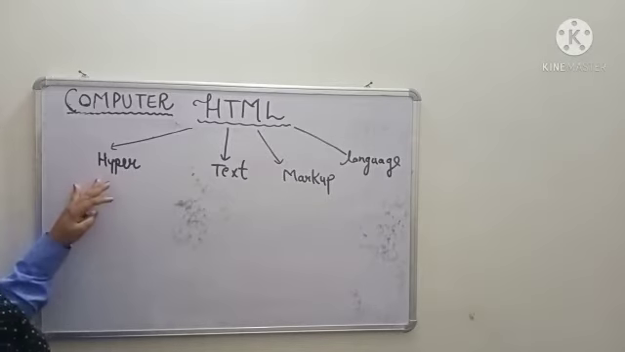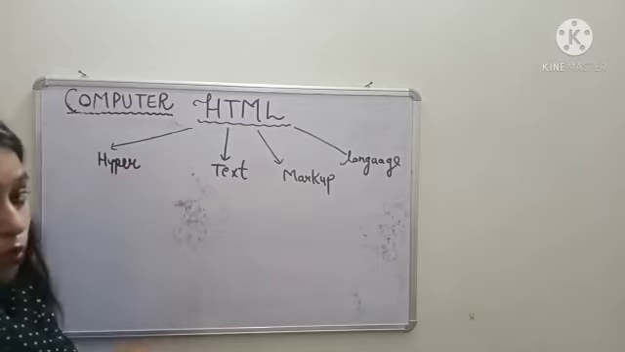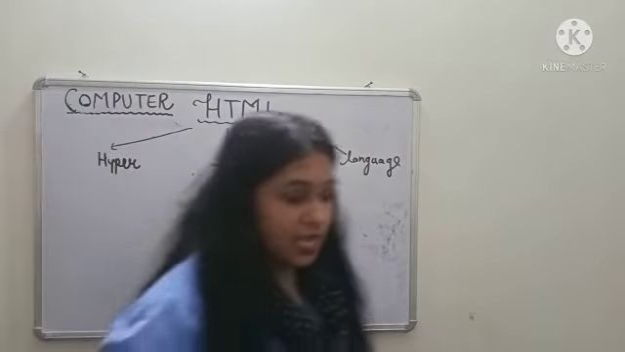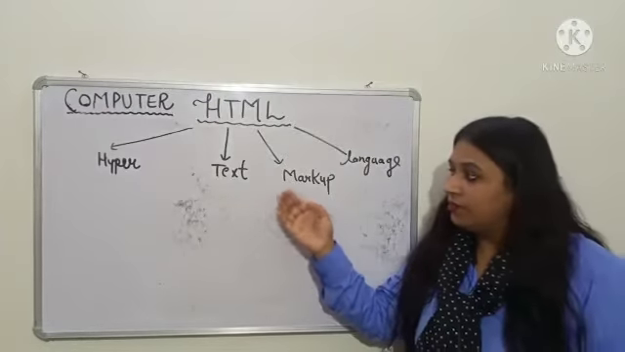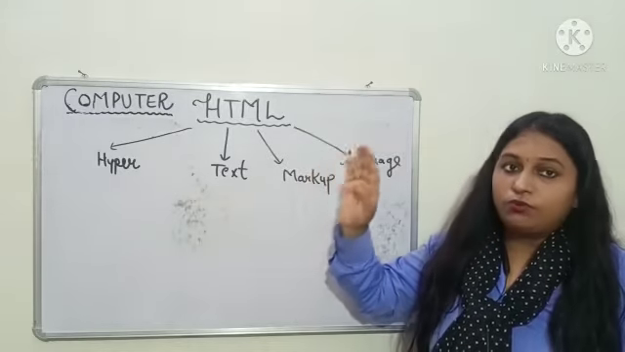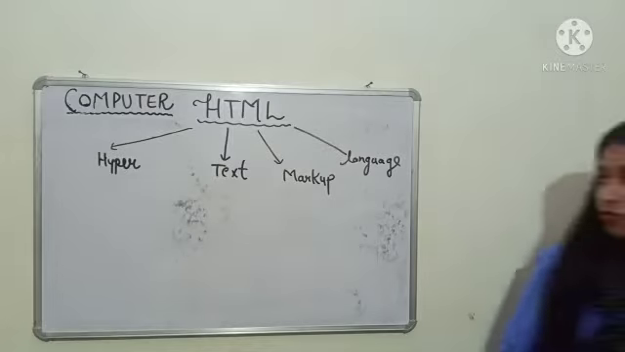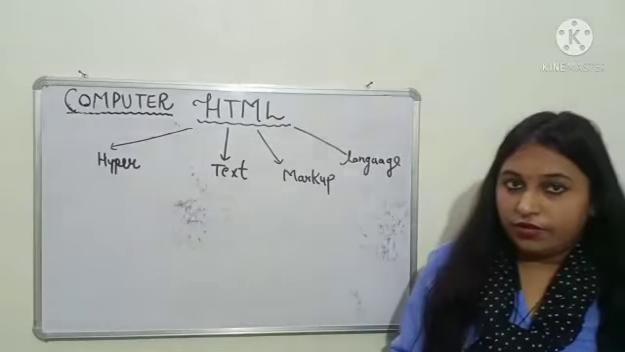Hyper means we can create hyperlinks. In HTML code, we can create hyperlinks. What is the meaning of hyperlinks? Hyperlinks means we can create links. With the help of a link, we can go to another page. So this is the work of a hyperlink. So hyper means we can create hyperlinks in our code, right?